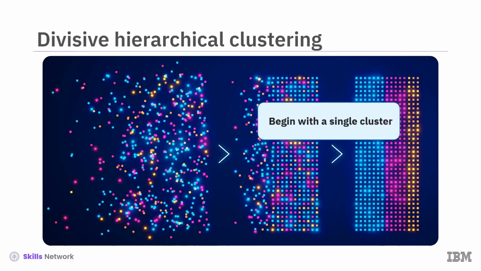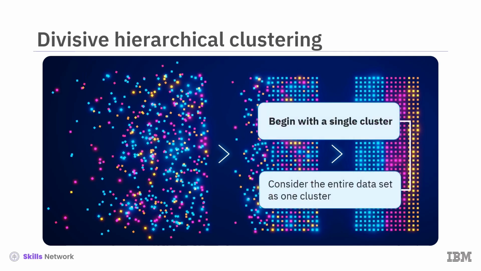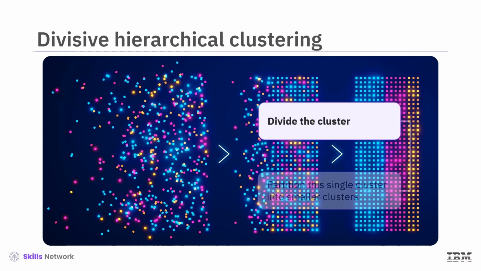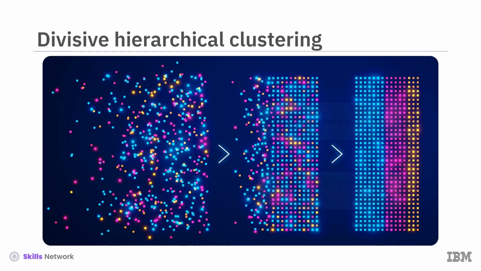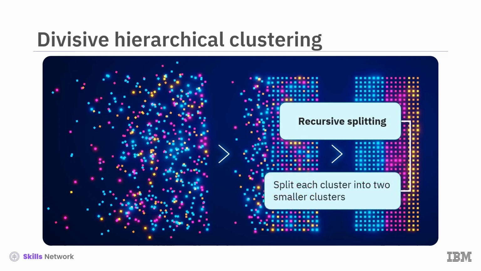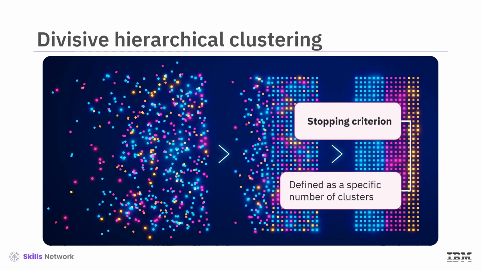Let's examine the divisive hierarchical clustering algorithm, which takes a top-down approach. Start with the entire dataset as one cluster. Partition this cluster into smaller clusters based on similarities or dissimilarities. Continue splitting each cluster into two until a stopping criterion, which is a minimum cluster size, is reached.